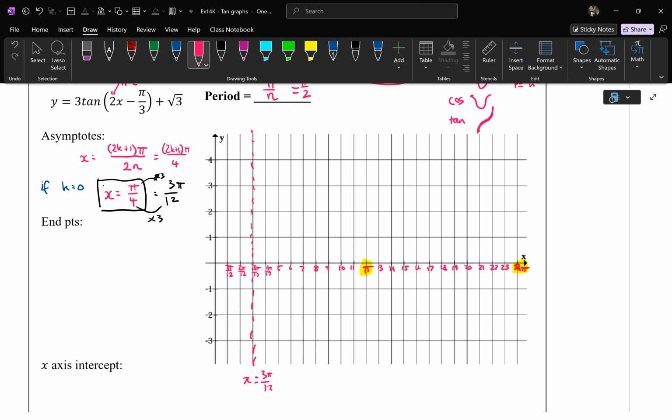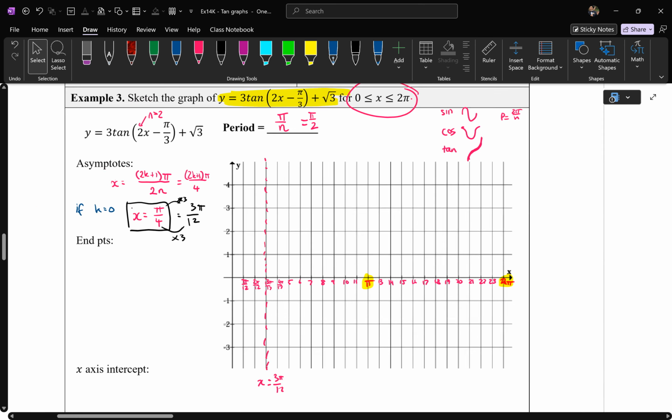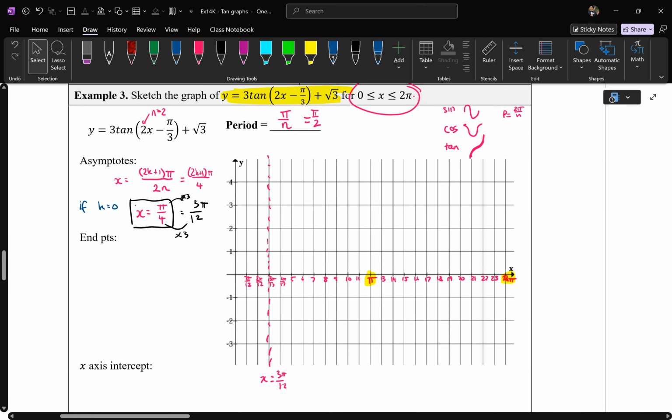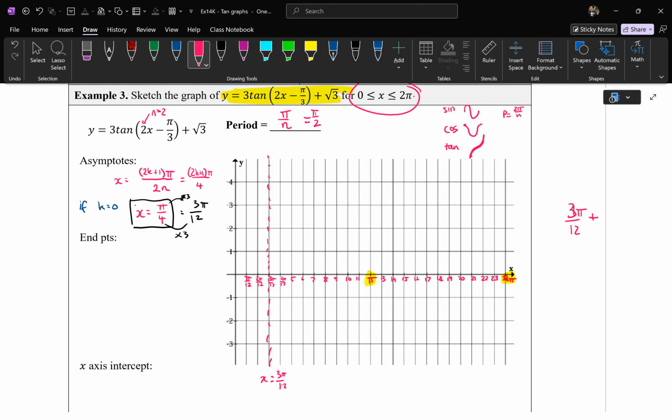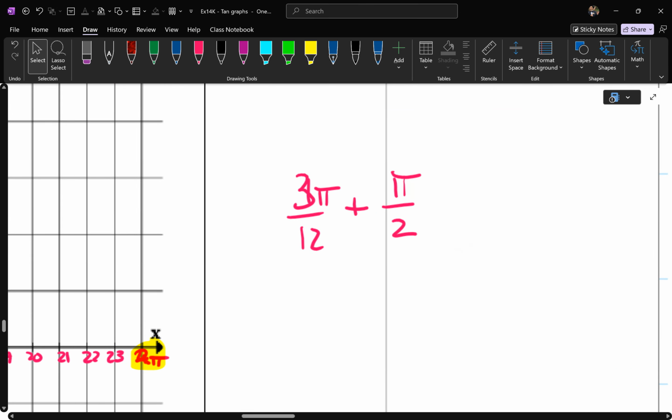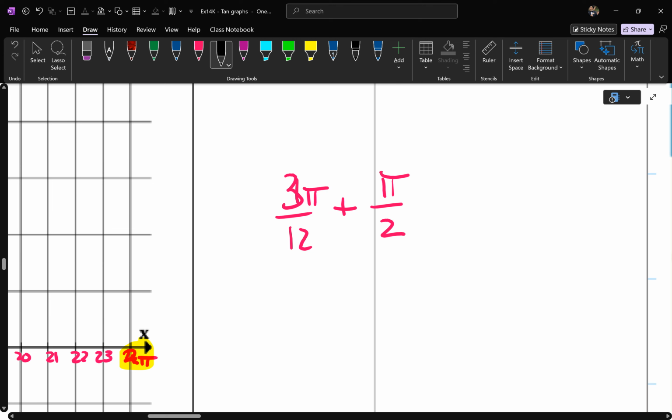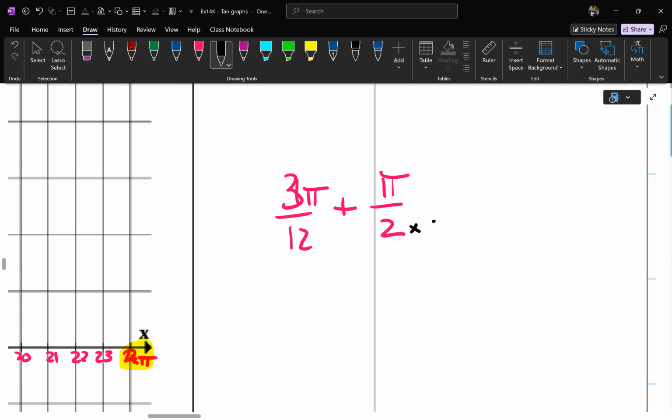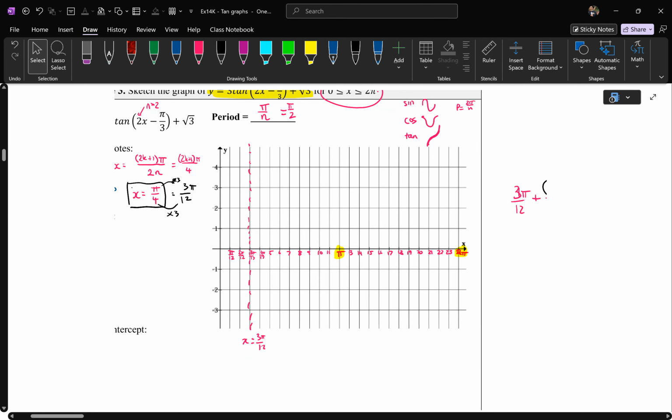Well, to find the next asymptote, you just add on the period, because that's how long before it recycles again. So if it recycles for every period, the period is pi on 2. So all you're really working out is what is 3 pi on 12 plus pi on 2? Fractions again, for those who struggle with fractions. You can't add them unless the denominators are the same. So times this by 6 to get the 12, times the top by 6. So you already know every time you add on the period, you're just adding on an extra 6. So let's add 6 every time.